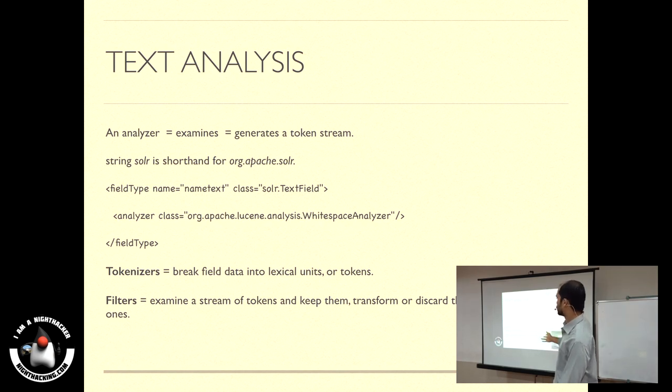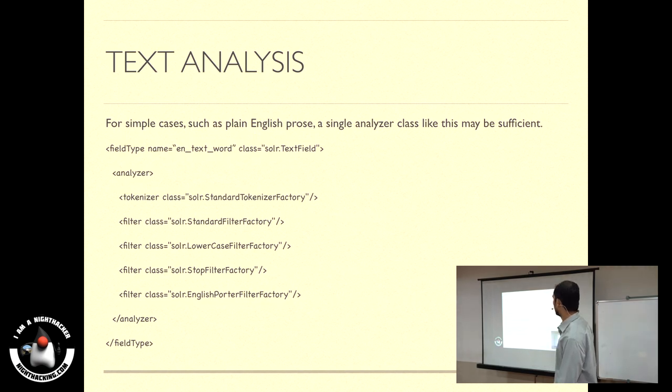Tokenizers break data into lexical units, which they call tokens. Filters transform; they can even discard or modify tokens. This is one common set of tokenization and filtering that's done for the English language. They have a standard tokenizer, then lowercase filtering, and stop word filtering. You know what stop words are, right? Words like is and this. This is an older version of Porter's stemmer. These are basically stemmer libraries, so running should be changed to run. All those English language specific stemming can be done using these libraries.